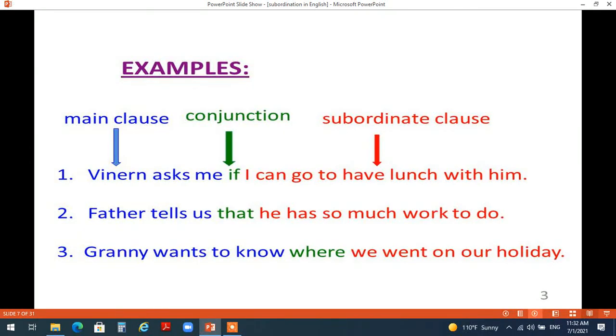In example number 3, Granny wants to know where we went on our holiday. Here we have used where as a conjunction, or as a subordinating conjunction in fact, to connect these two clauses. So, Granny wants to know will be the main or the independent clause, while the other clause, which begins with the subordinator where, we went on our holiday, will be the subordinate or the dependent clause.